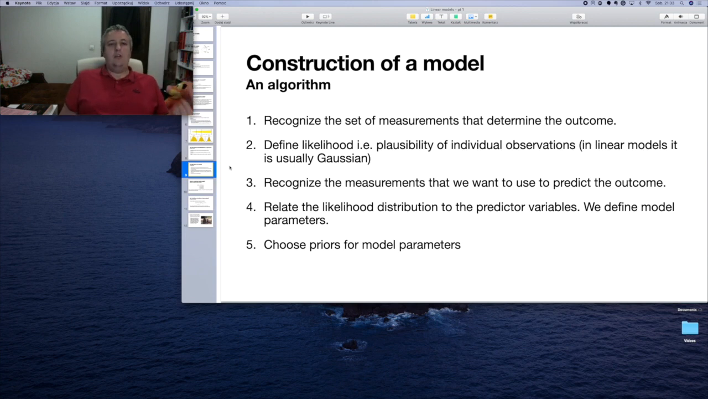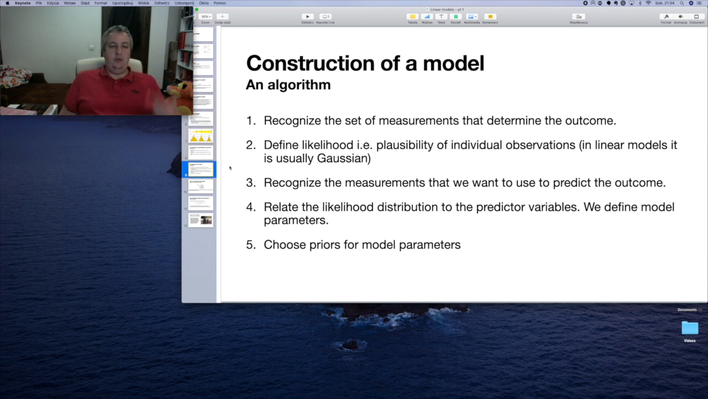So let's consider the algorithm of constructing a model. First of all, we need to recognize the set of our measurements that will determine our outcome. So we'll have the values that we'll use as predictors for our model. Then we need to define a likelihood. Likelihood is the plausibility of individual observations, in other words, how our observations fit with our model. And in linear models, it is usually Gaussian. Then we want to choose from our available measurements which we will be using to predict our outcome, so which will be our predictors.